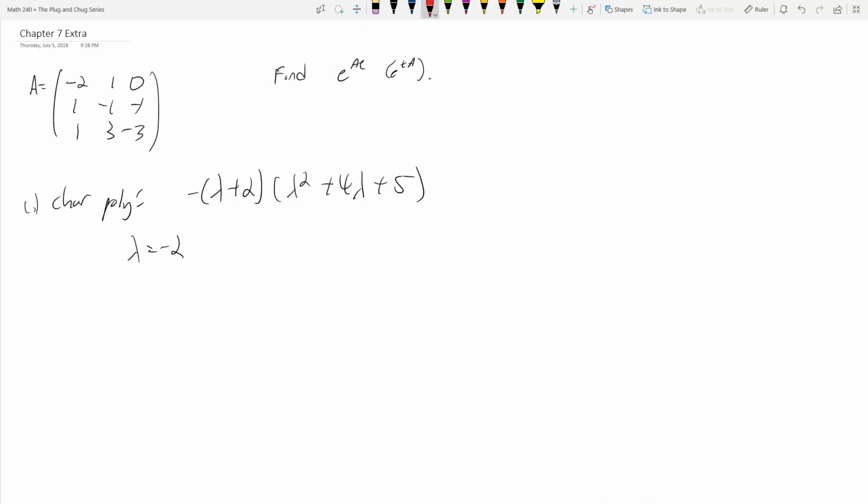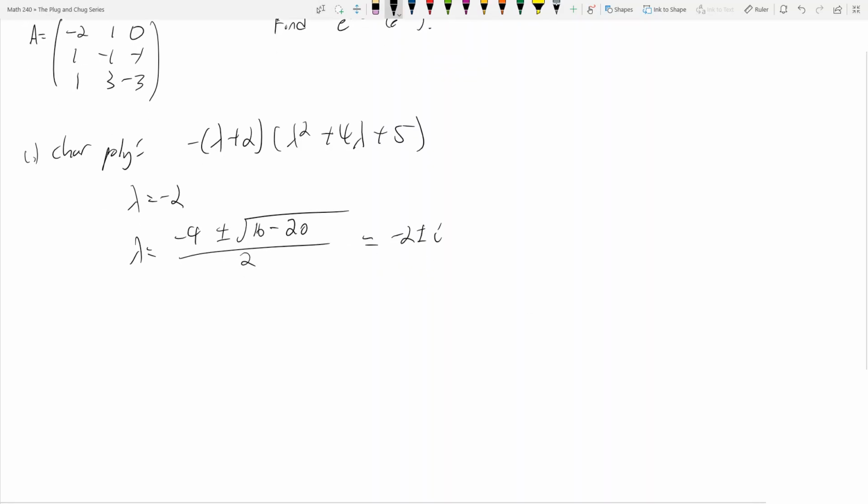A problem like this on the final from spring 2018, everyone just factored it incorrectly. I myself am not good with factoring anymore, but you guys are the ones taking this for a grade, so you should learn how to factor. Here we have to use the quadratic formula. So negative 4 plus or minus the square root of b squared, 16, minus 4ac, which is 20, all over 2a, which is 2. And this is negative 2 plus or minus i. All right, cool. So step 2 then is to find the eigenvectors.